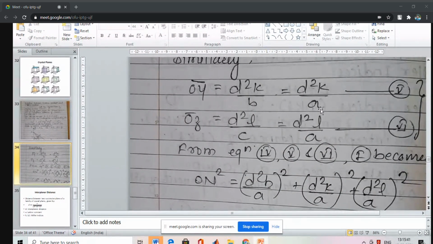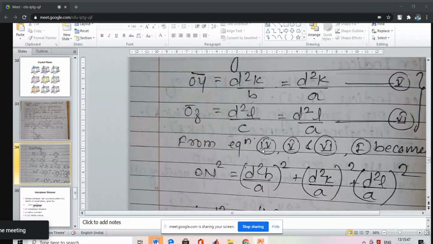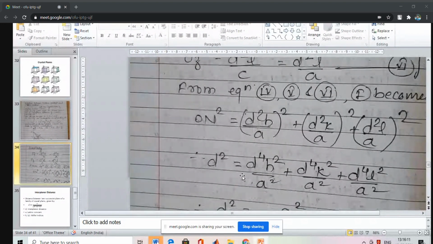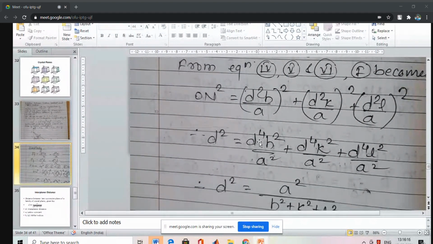OY is d square K by A, OZ is d square L by A, and from these three equations 4, 5, and 6, that is the rectangular components of the direction ON, the distance ON we can say. The equation 1, that is ON square, will become OX square plus OY square plus OZ square, that is (dH by A) square plus (dK by A) square plus (dL by A) square. ON square is nothing but d square. By squaring all this, d raised to 4 h square by A square plus d raised to 4 k square by A square plus d raised to 4 l square by A square.